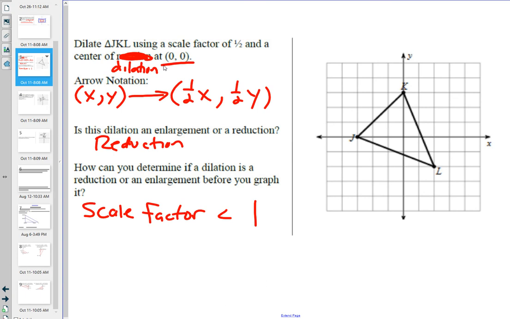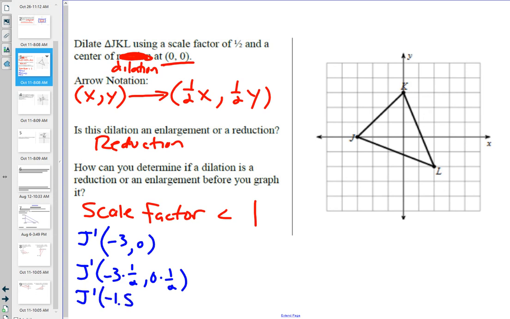Let's go in alphabetical order. Start with J. So J prime. J is currently at -3, 0. So then I would have to just get -3 times 1/2 and 0 times 1/2. What is -3 times 1/2? -1.5. So J prime is going to be at -1.5. 0 times anything is 0.